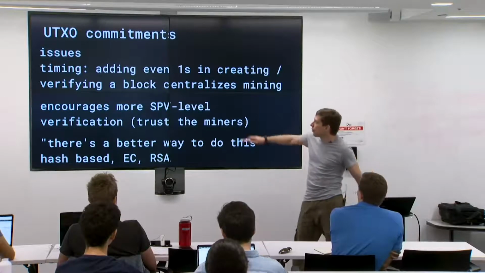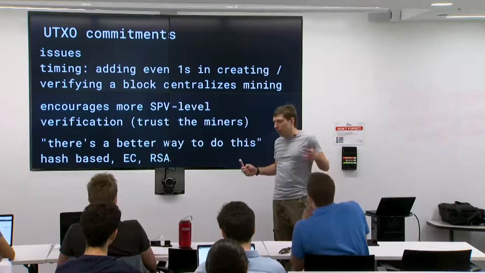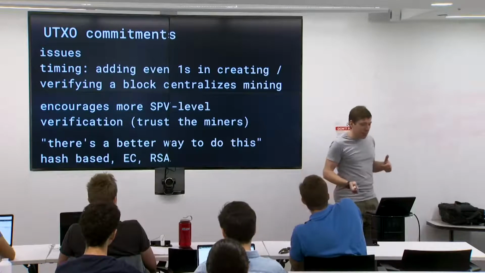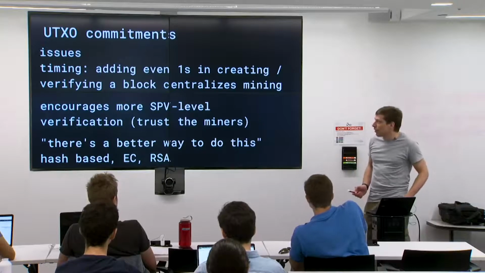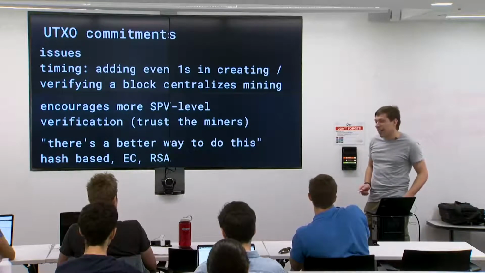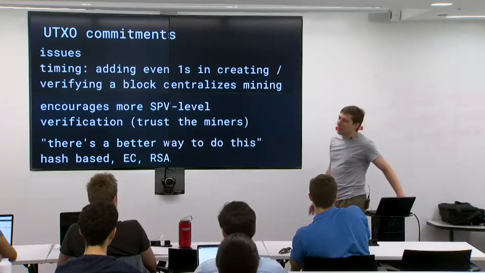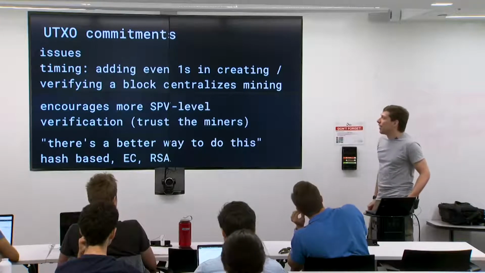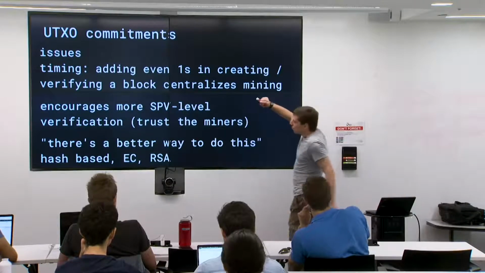So I ran up against this because I had this fun idea where you could half aggregate Schnorr signatures within a block and do it non-interactively. And it was really cool, and I'm pretty sure it works, but it added like 3 seconds to block verification. So that killed that idea. So one of the issues: timing.